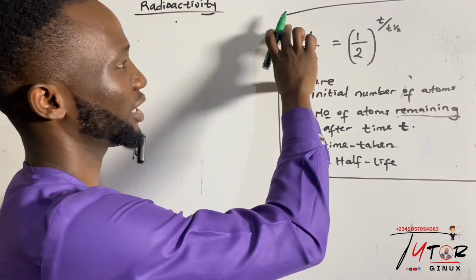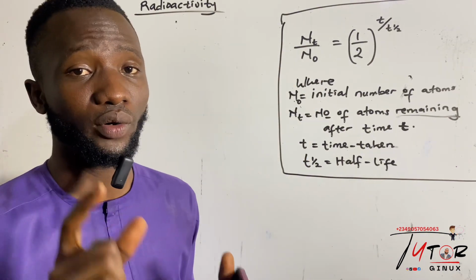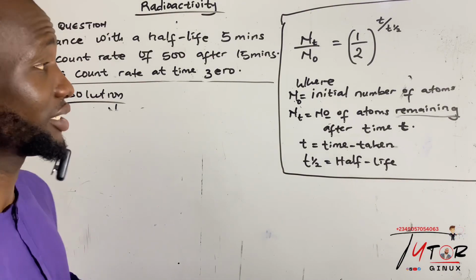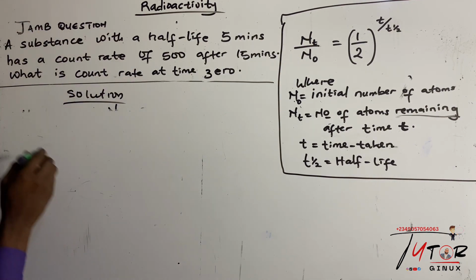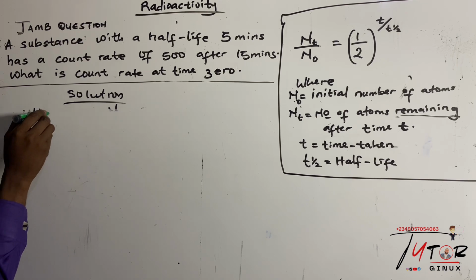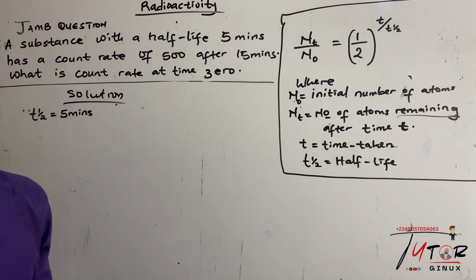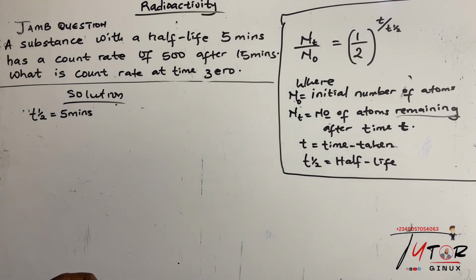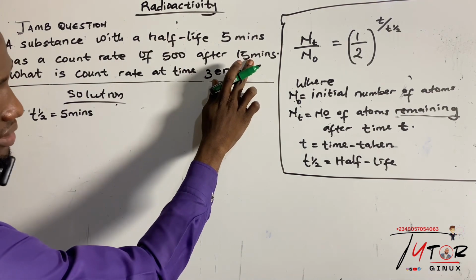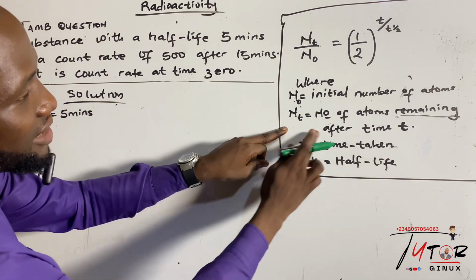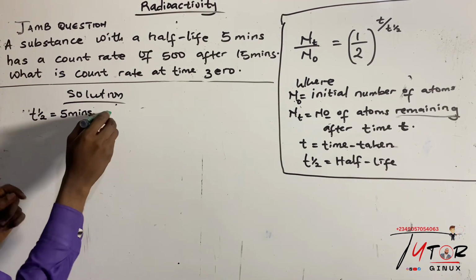With this formula, I'm going to show three or more examples on how to use it to solve radioactive questions. This is a JAMB question on radioactivity. Let's solve it using this formula. A substance with a half-life, that is the T half, of 5 minutes has a count rate of 500 after 15 minutes. So this 500 is a count rate remaining after 15 minutes.